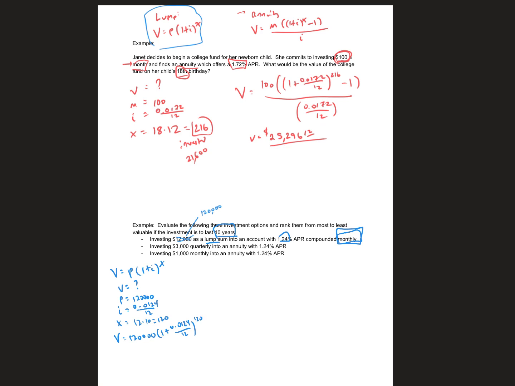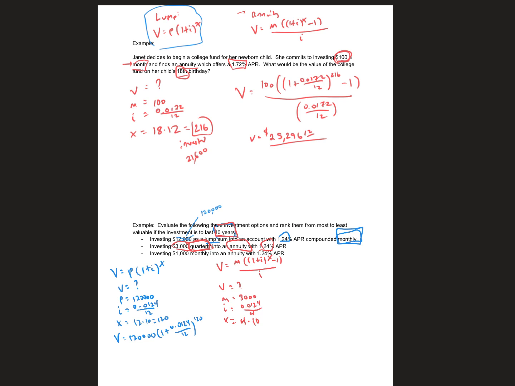I want to look at the second option. This is an annuity, so I'm going to use the annuity formula. So I need my V, M, I, and X. V is what I'm looking for. M is my regular payment, which is $3,000. I is my working interest rate, which is the APR, divided into those equal sized chunks. Now this time, since we're making payments quarterly, which is 4 times a year, you're going to divide that by 4. And then X is going to be the number of payments, which again is the number of payments per year times the length of the investment.